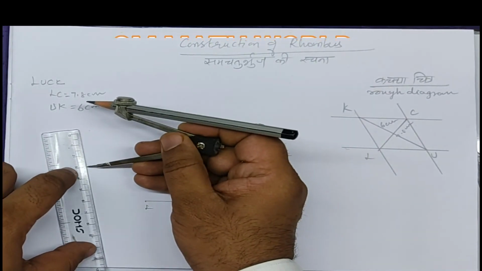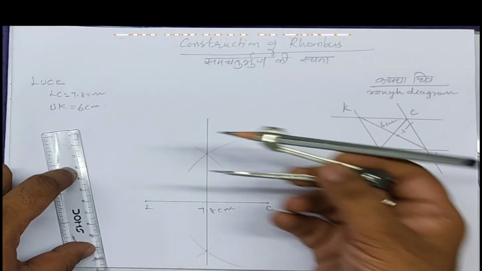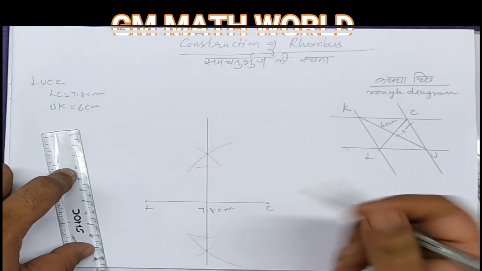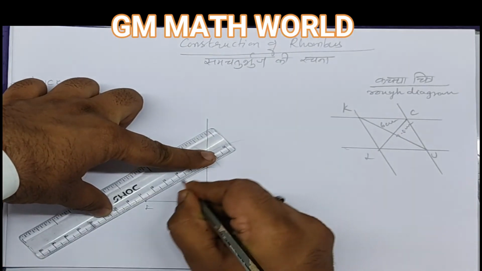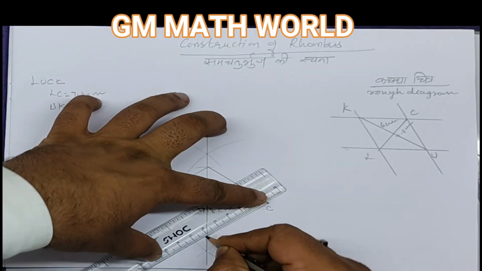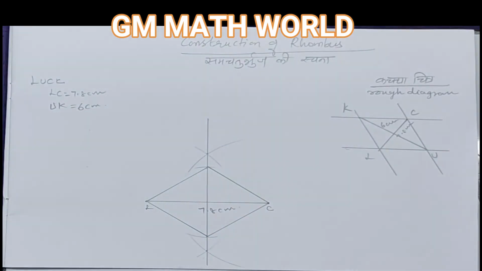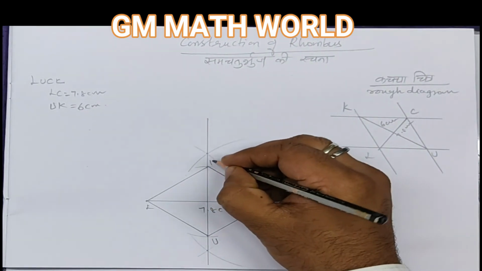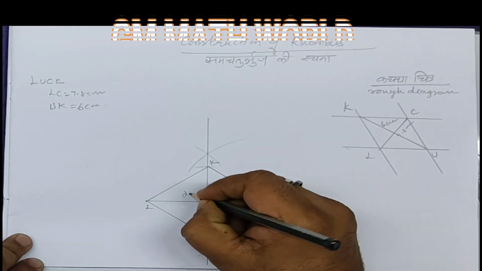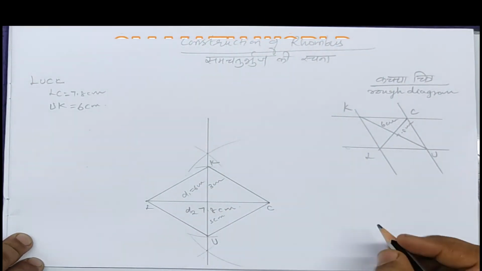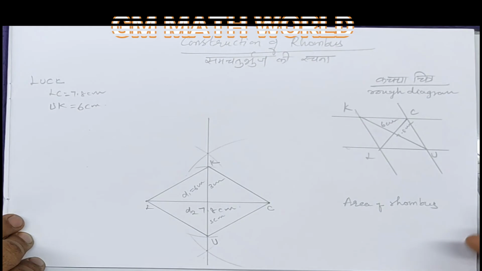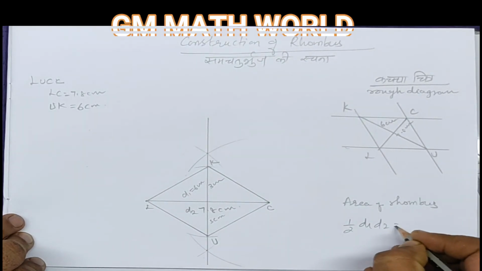After getting the perpendicular bisector, we have to take half of the other diagonal, 3 centimeter, in the compass. Keep the compass on the midpoint of LC and draw an arc on the perpendicular bisector both above and below LC, and name the points of intersection U and K. Now join all these vertices: LU, UC, CK and KL. After joining all these, we will get the required rhombus LUCK.